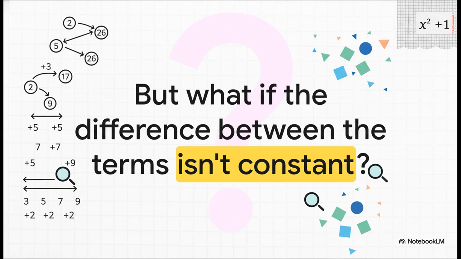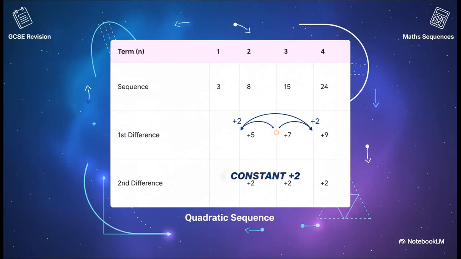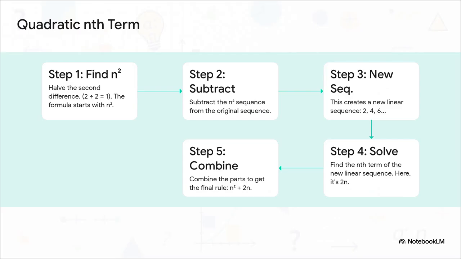It just means we need to dig one level deeper. Check out this table. The first difference, the first row of gaps, goes plus 5, plus 7, plus 9. Not constant. But look at the difference between those differences. From 5 to 7 is plus 2. From 7 to 9 is plus 2. Boom. It's constant. And that right there, a constant second difference, is the massive clue that screams, this is a quadratic sequence.